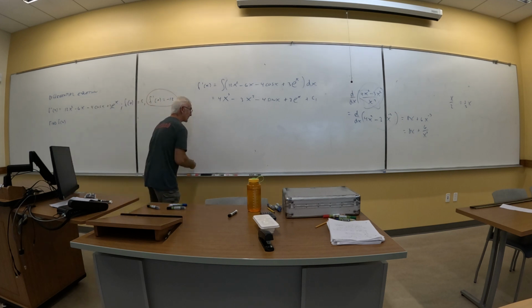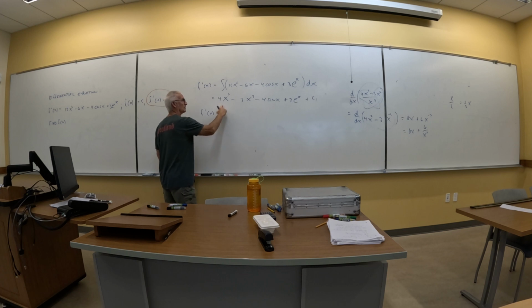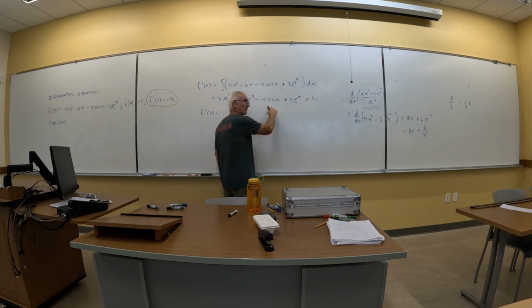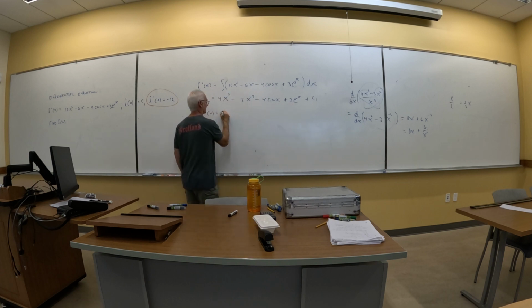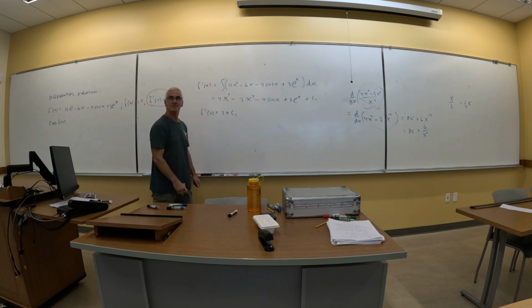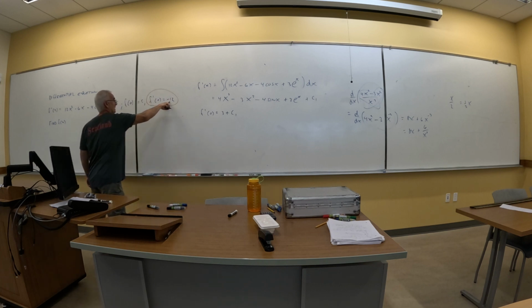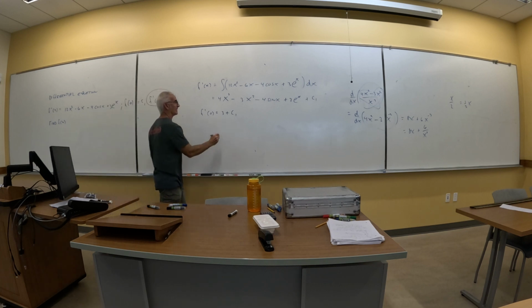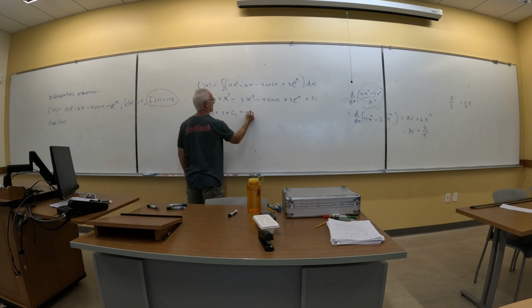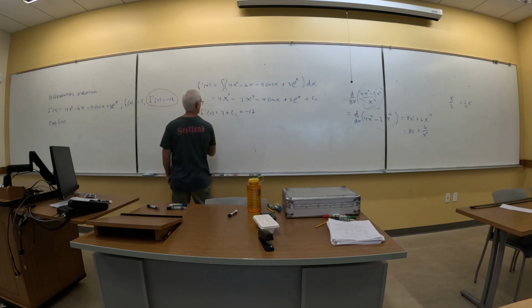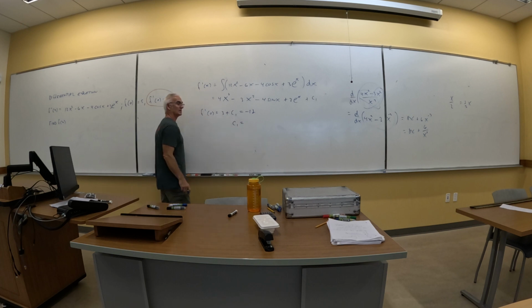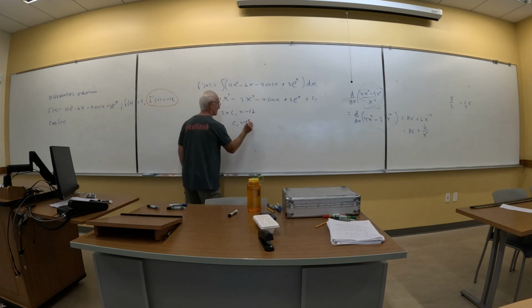So here's what we're going to do. What is f prime of 0? Well, it's 0 plus 0 plus 0 plus 3 plus C1. Everybody cool with that? And what is that equaling? Negative 12. So therefore C1 is negative 15. Good.